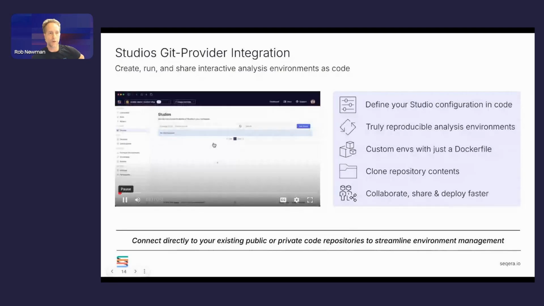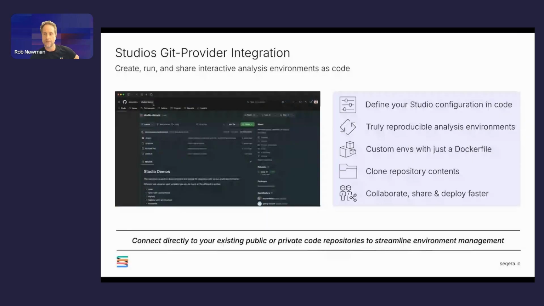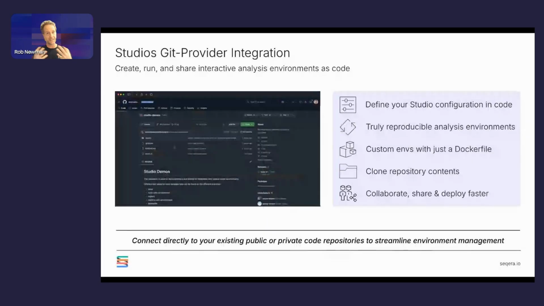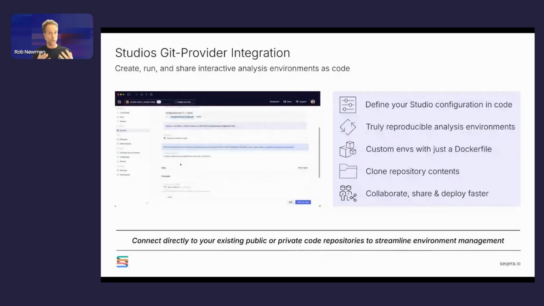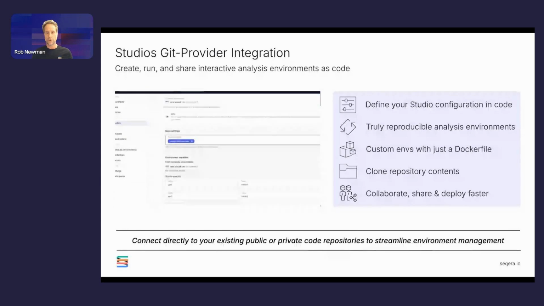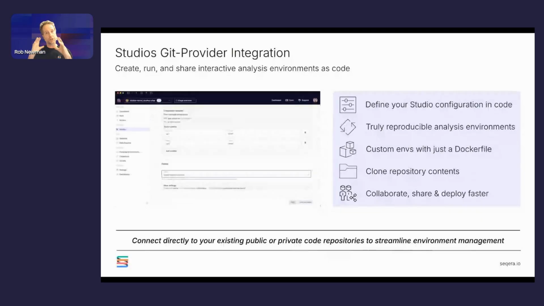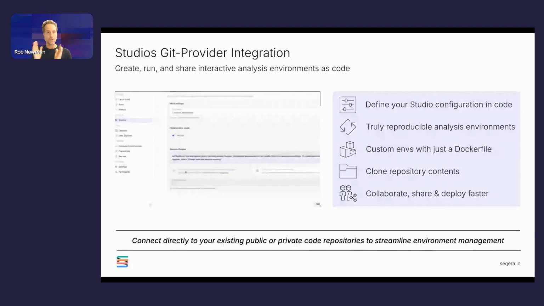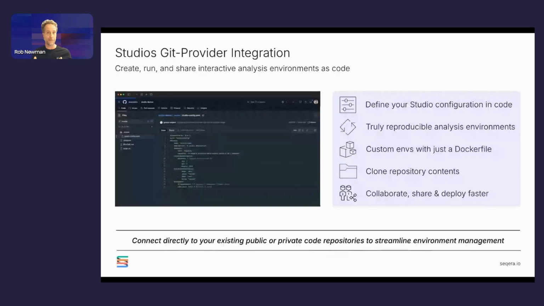And finally, what I want to talk about is the Studios Git provider integration. So this is a way of defining your Studio configuration in code. And what this allows you to do is build truly reproducible analysis environments. Also, as part of this feature release, you can build custom environments with just a Dockerfile. So instead of you having to define your own Dockerfile and compile it into an image or a container, you can now just point at a repository that has your Dockerfile there, and we build the Studio for you from that Dockerfile.